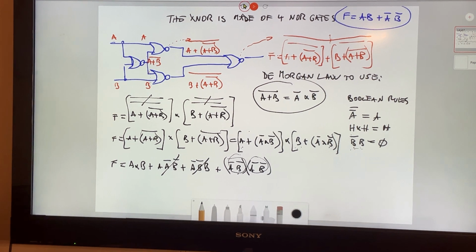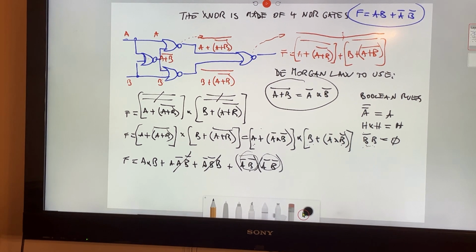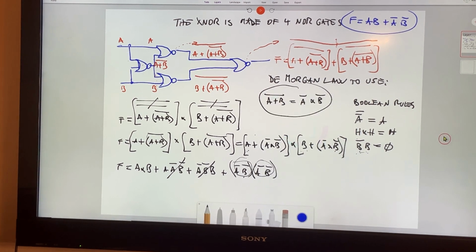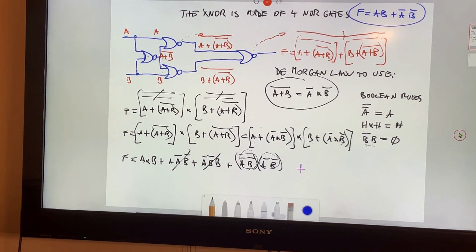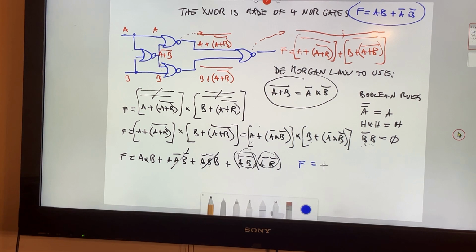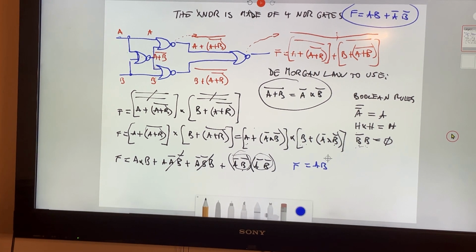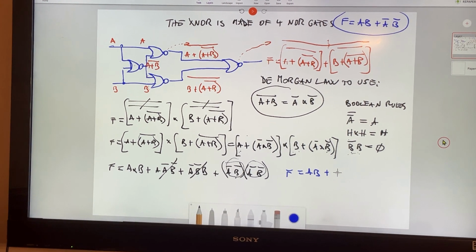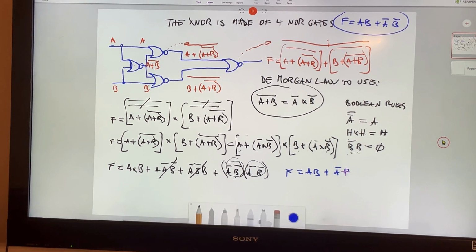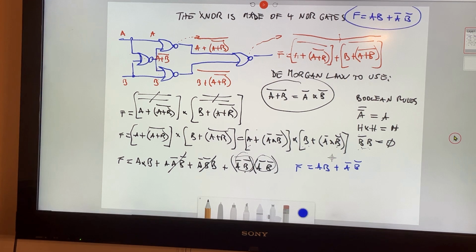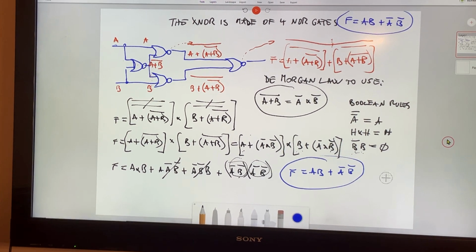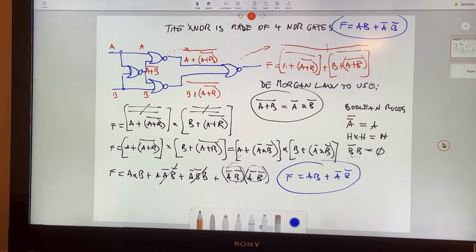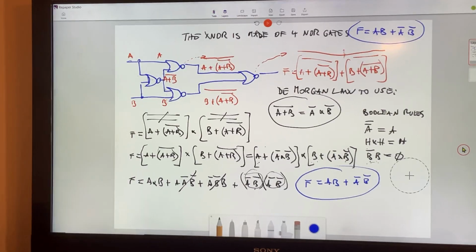I'm going to write it like the original one, exactly in blue. So then you're going to find out the function actually equals what? A times B, it's exactly this one over here, plus A bar times B bar, and this is exactly the same as the one in the top. So this is how we use the DeMorgan law to simplify.